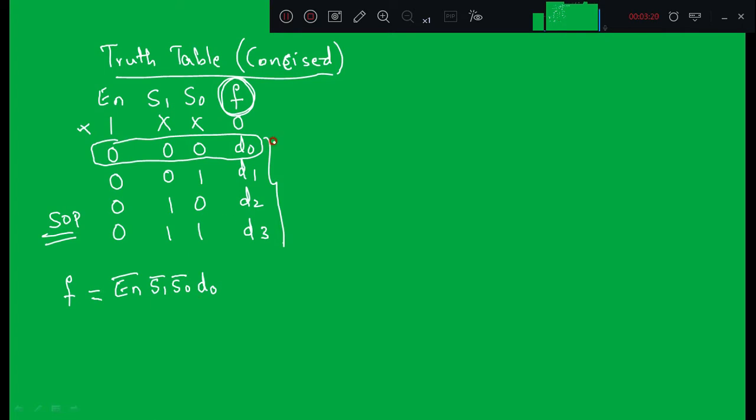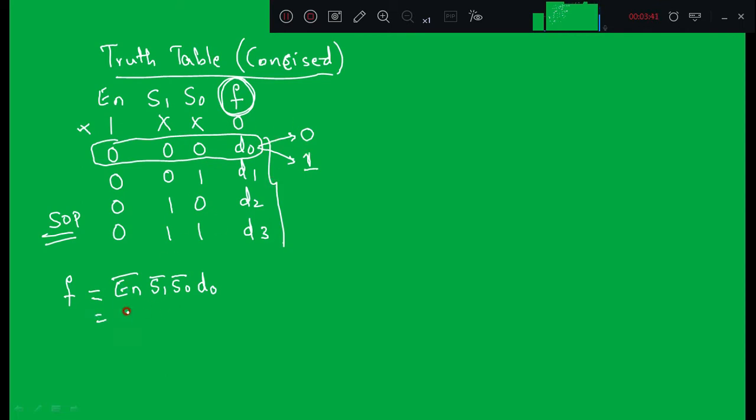So if D0 is equal to 0, F will be equal to 0. If D0 is equal to 1, then F is equal to 1, right? This we will verify now. So I'll verify these values.